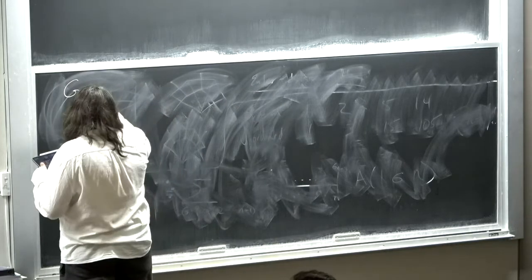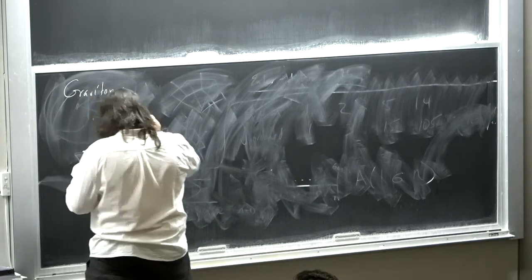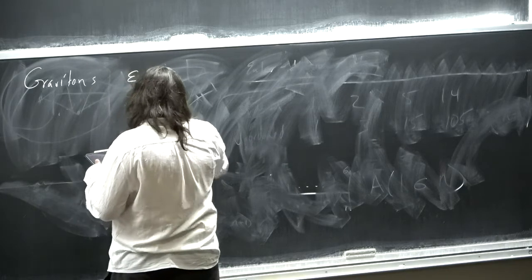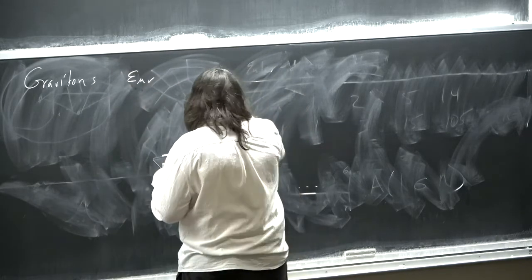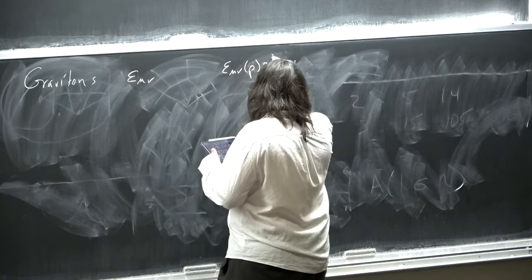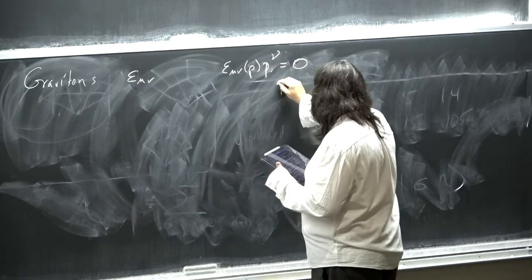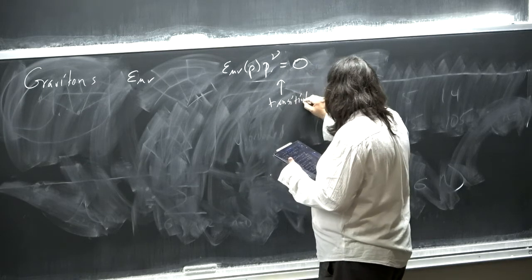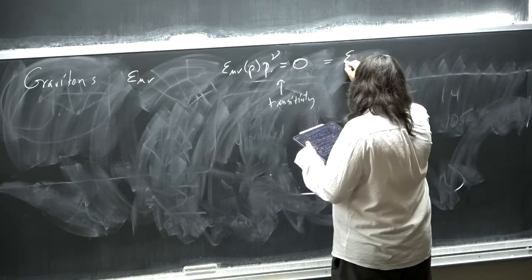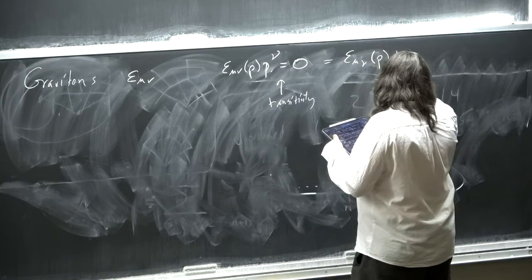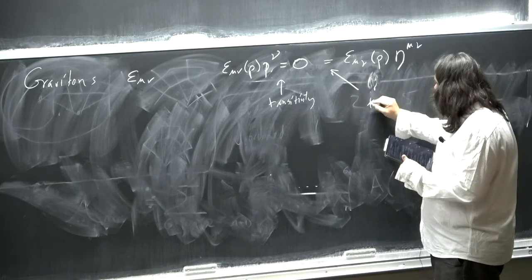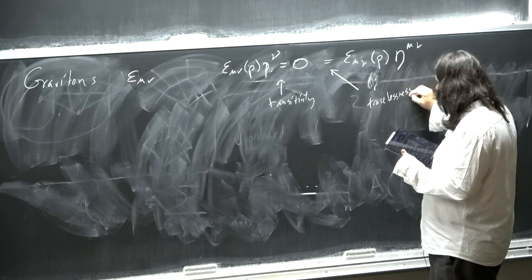Gravitons. Gravitons have a polarization. And what do they satisfy, right? What do the graviton polarizations satisfy? They satisfy transversality. You dot it with a P, you get 0. Yeah? And they satisfy tracelessness. Okay?